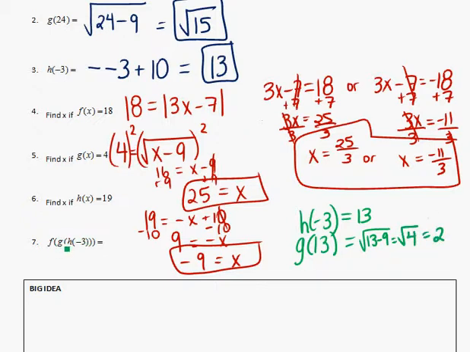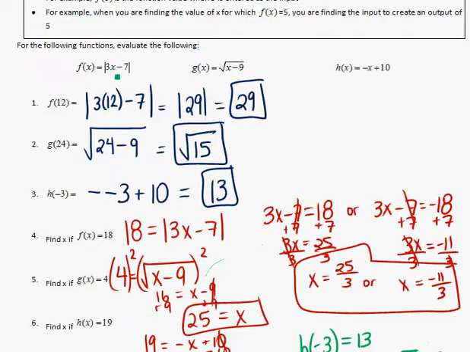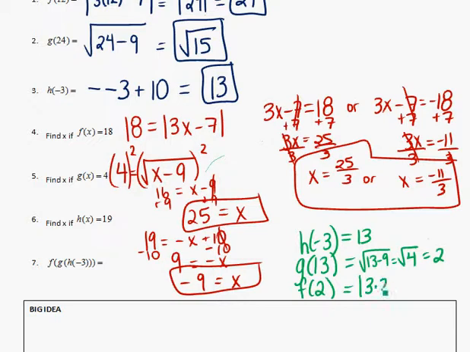And finally, when I go back to what I'm trying to do, my last step is to do f of that. So f of 2. I go back to the top, I look at my function that's called f, and I need to substitute in 2 for x. So I need to do the absolute value of 3 times 2 minus 7. Which is the absolute value of 6 minus 7, or the absolute value of negative 1, which equals 1. So f of g of h of negative 3 equals 1.